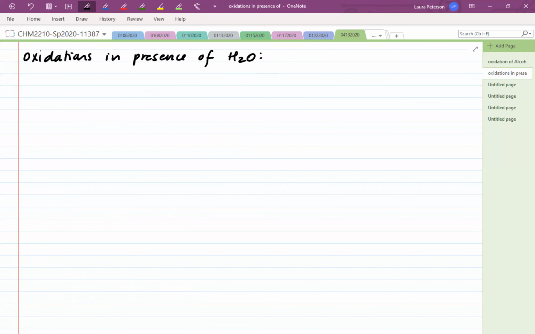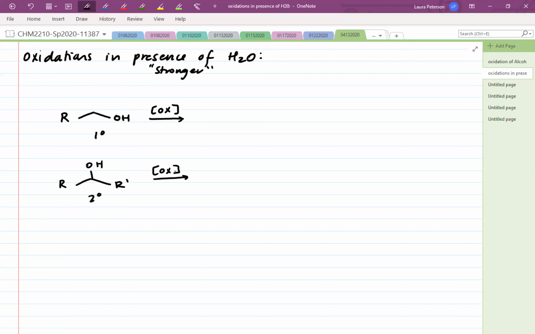Okay, so let me go ahead and write out some of these conditions. And so what we're going to see here is that these are the stronger oxidizing conditions. So we'll just put that in quotes there. So these are the conditions that are going to give us carboxylic acids from primary alcohols. So let's just show our primary alcohol through these oxidation conditions, and there's a few different ones. So I'm just going to generically write ox here, and then off to the side we'll write the specific conditions. Or at the same time, we can go ahead and look at our secondary alcohol and its oxidation under these conditions. Okay, so these are our stronger oxidizing conditions that will continue our oxidation of primary alcohols all the way to carboxylic acids, and then our secondary alcohols will end up as ketones.